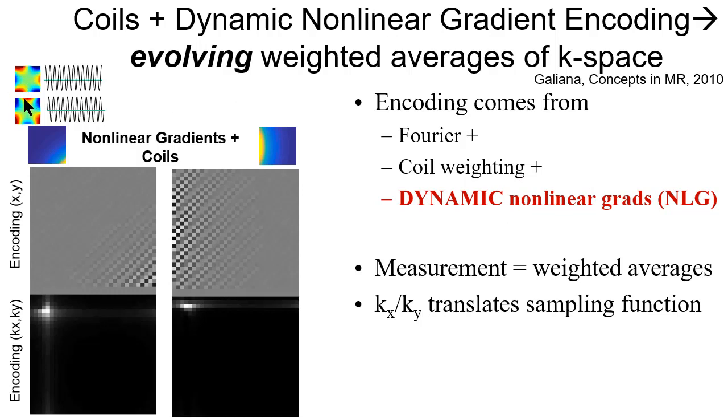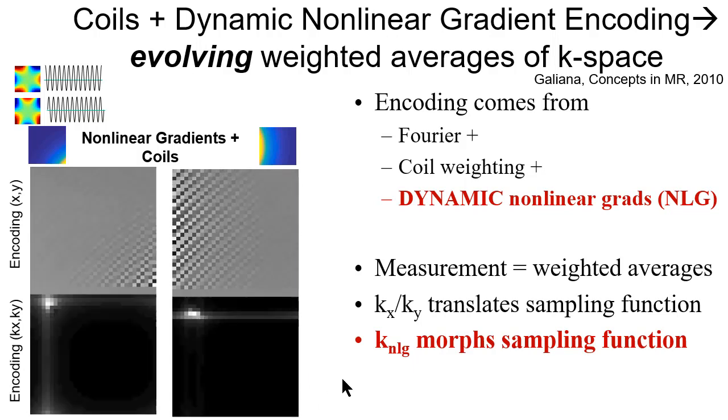So I'm going to play gradients with these shapes, nonlinear, and this kind of waveform. So they're going to sort of flip on and off. So again, our measurement is a weighted average. And again, kx and ky are going to translate our sampling function. But now, because this nonlinear weighting is changing during the readout, the sampling function is not only going to drag from left to right, but it's also going to morph up and down.